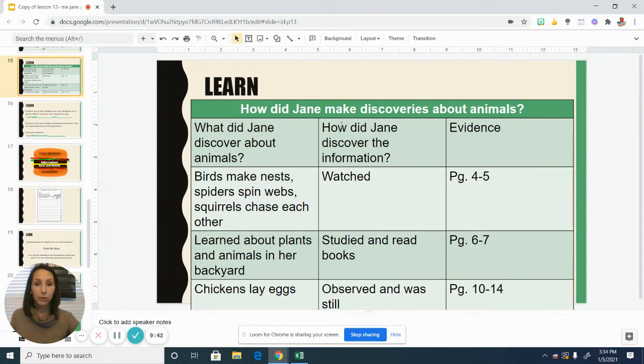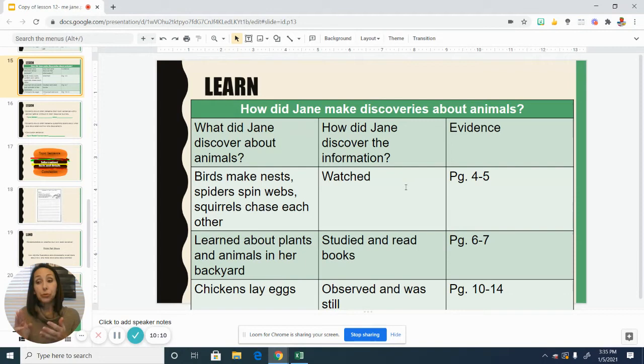So this part of the chart is really what's going to help us to come up with those facts and details sentences. So really there were three main ways that she made discoveries. She watched them in her backyard, she studied and then read about the animals in books, and she observed the chicken in the chicken coop by sitting very still and observing the chicken.